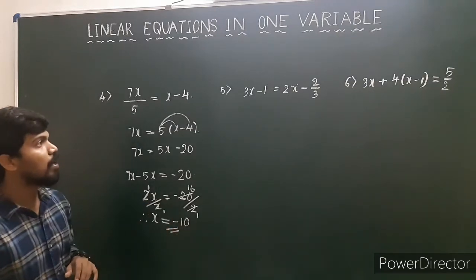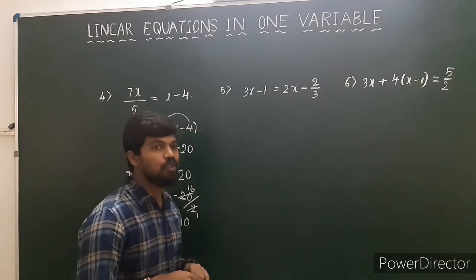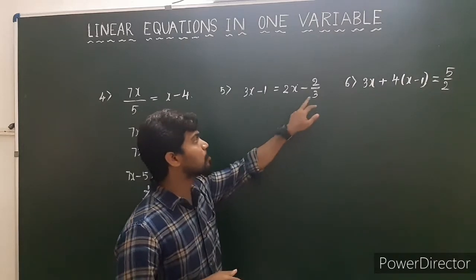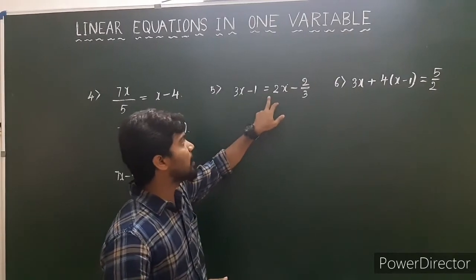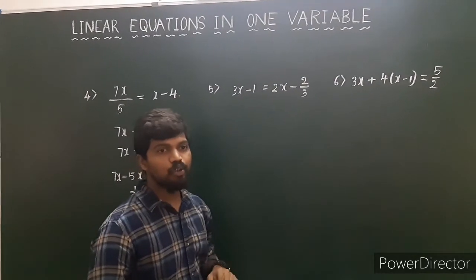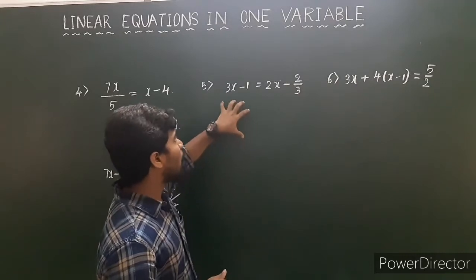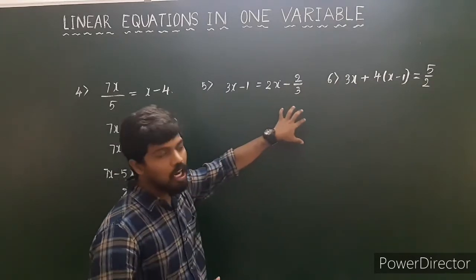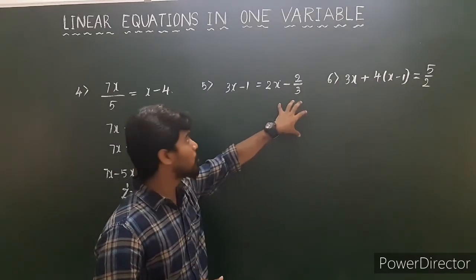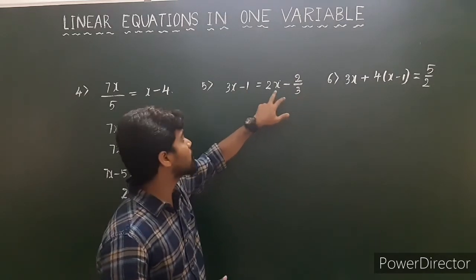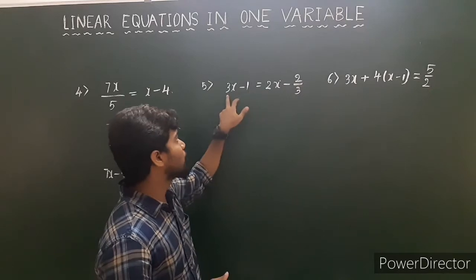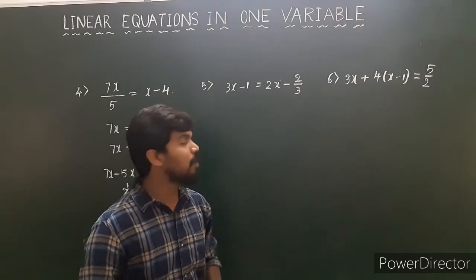Next problem, 3x minus 1 equal to 2x minus 2 by 3. So you have a fraction here. So take all variables to LHS and take all constant terms to RHS. So 1 and 2 by 3 are the constant terms. So 3x and 2x are the variables.